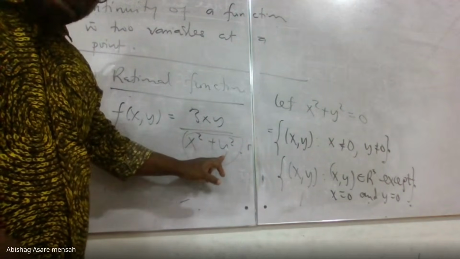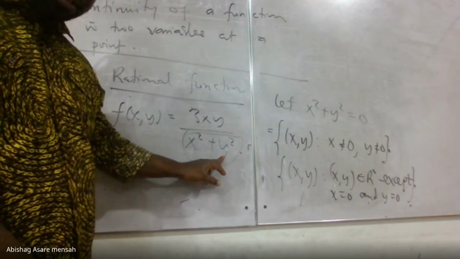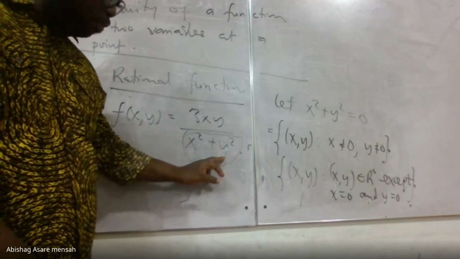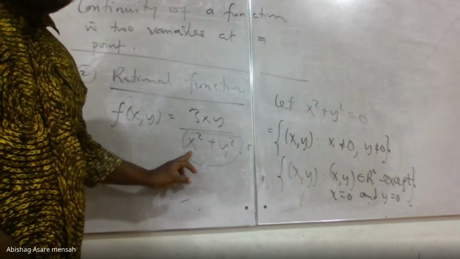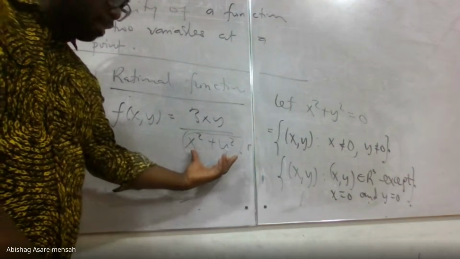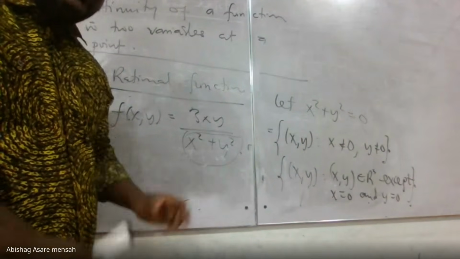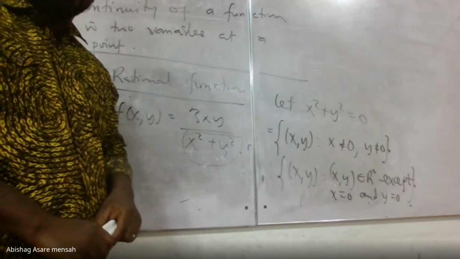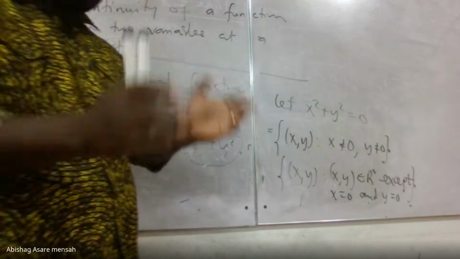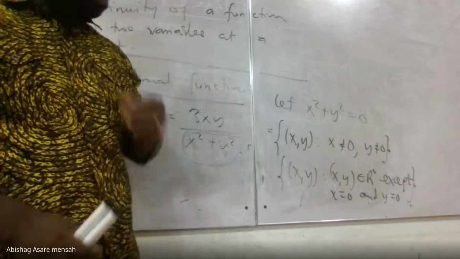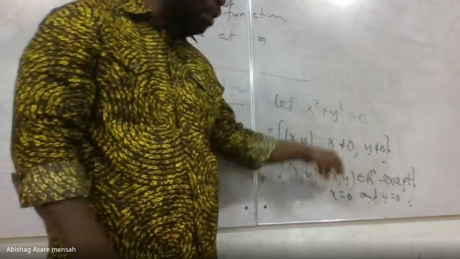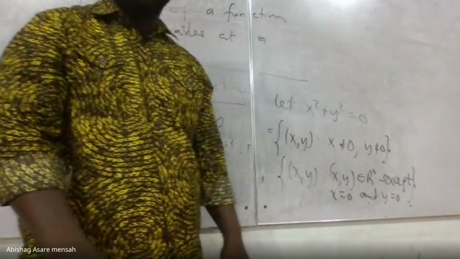Now you see, if x is 0 and y is 1, you can find a solution. If y is 1 and x is 0, you can find a solution to it. But the moment both give you 0, 0, that's where the problem is. So we accept all pairs of numbers, except when x is 0 and y is 0.